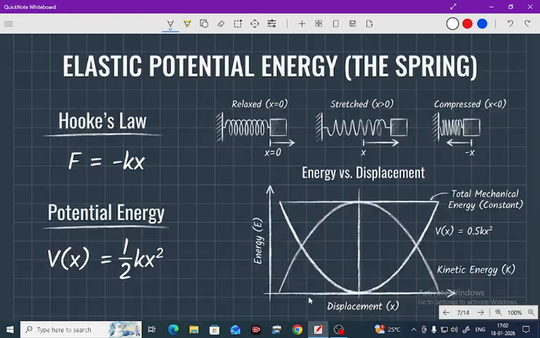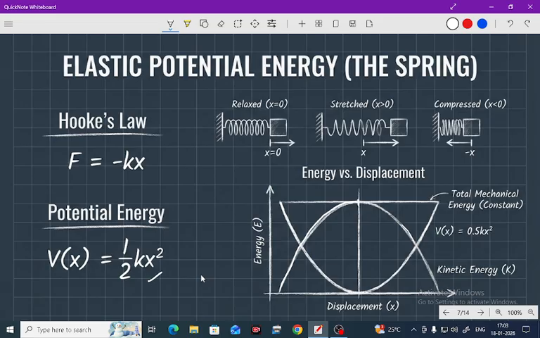The next one is elastic potential energy, the spring. It is defined by Hooke's law, F equal to minus kx, and the potential energy is half kx square for a spring. This is the relaxed position, the equilibrium position. This is stretched and this is compressed. In all these cases, see energy versus displacement. This is the total mechanical energy. This is the kinetic energy. The kinetic energy is maximum at equilibrium and minimum at the extreme point. And this is the potential energy.